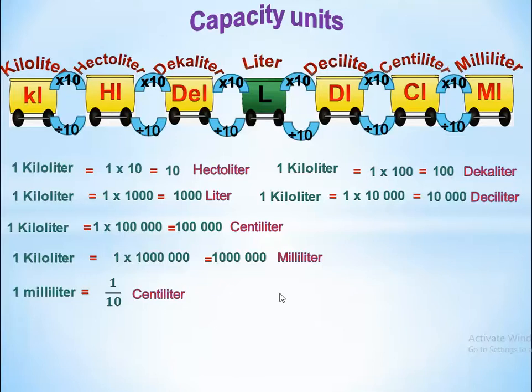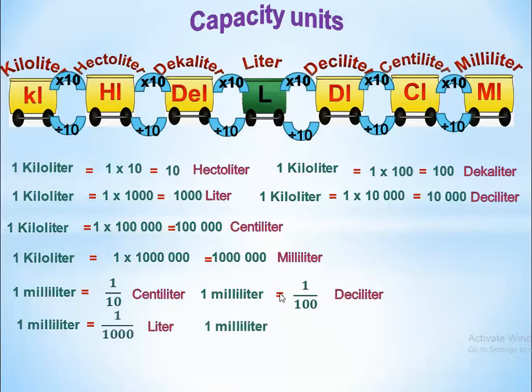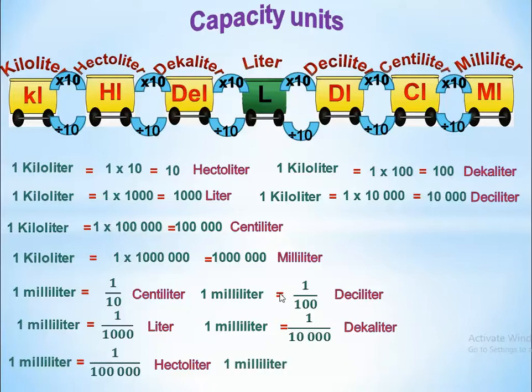Okay, 1 milliliter equal 1 over 100 deciliter. 1 milliliter equal 1 over 1000 liter. 1 milliliter equal 1 over 10,000 decaliter. 1 milliliter equal 1 over 100,000 hectoliter. 1 milliliter equal 1 over 1 million kiloliter.